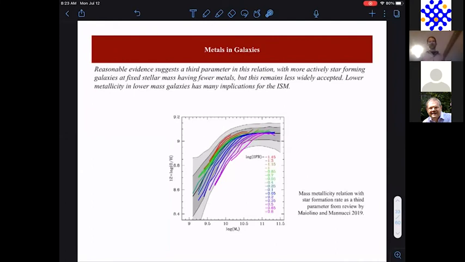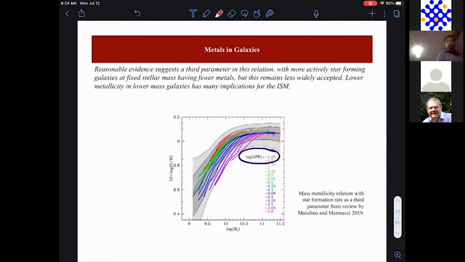There is reasonable evidence that this isn't just a mass metallicity relation, although this is not as universally accepted as the existence of the mass metallicity relation. So this is, again, pulled from the same review, but from a paper by Maiolino in 2010. I may be misremembering the reference, but the point here is that this is the mass metallicity relation for galaxies in bins of star formation rate.